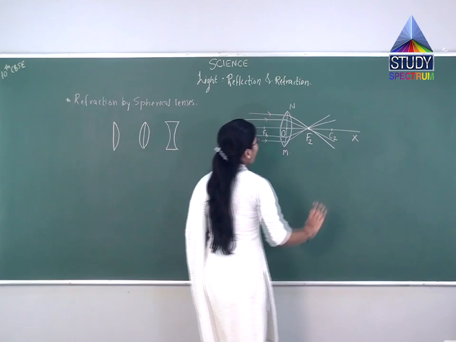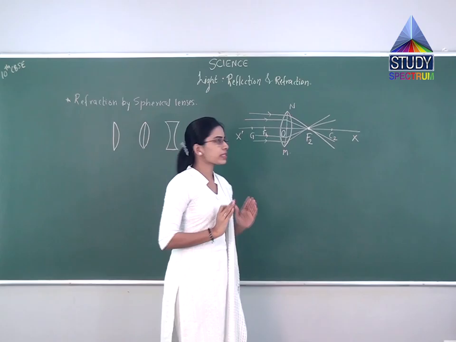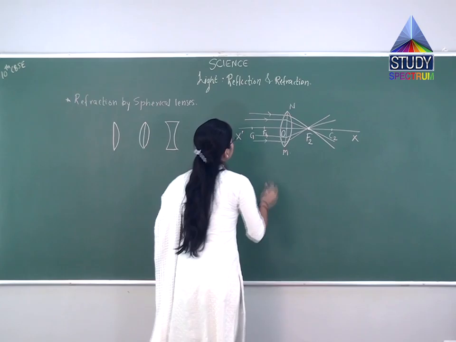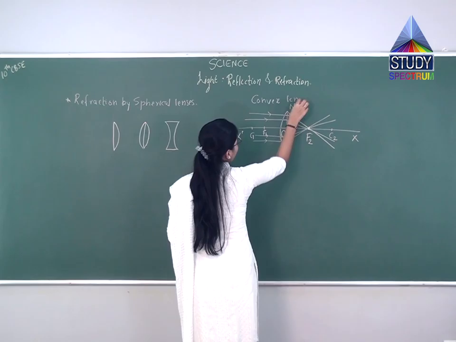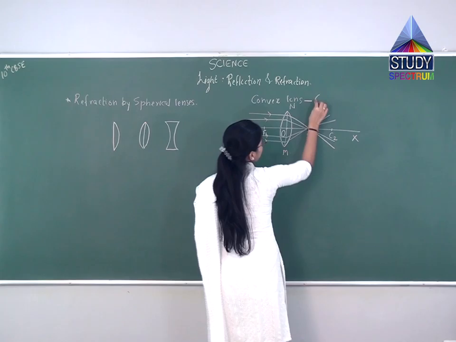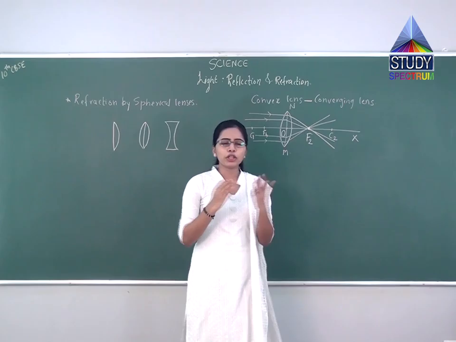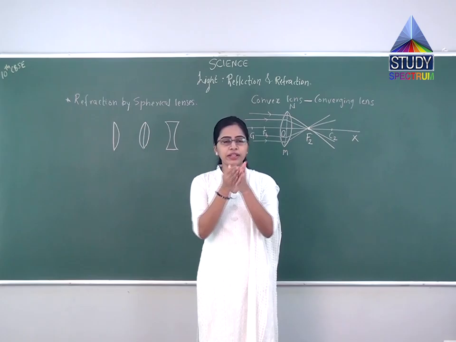You can see that in convex lenses, the rays which are traveling parallel to the principal axis converge at a single point, the principal focus. Hence, convex lenses are also known as converging lenses. The word converge means all the rays will be accumulated, or all the rays will be incident on a single point after refraction.